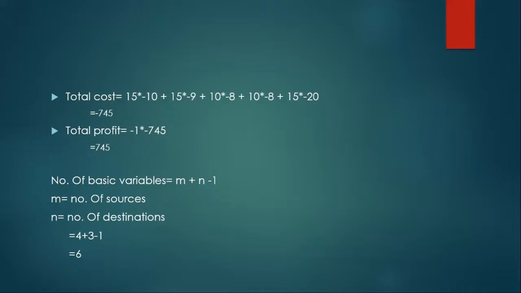To find the basic variables, we will use m plus n minus 1. m is equal to the number of sources, n equals the number of destinations. In this question, we have 4 sources plus 3 destinations minus 1, which equals 6.